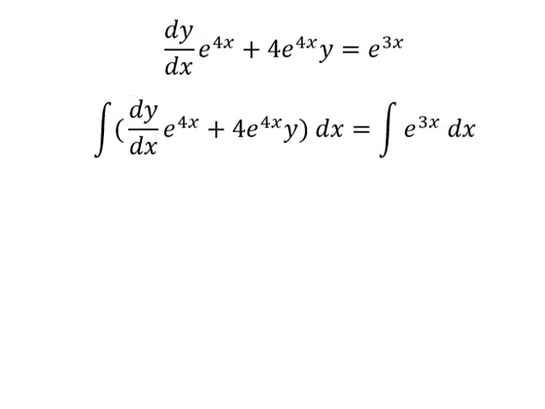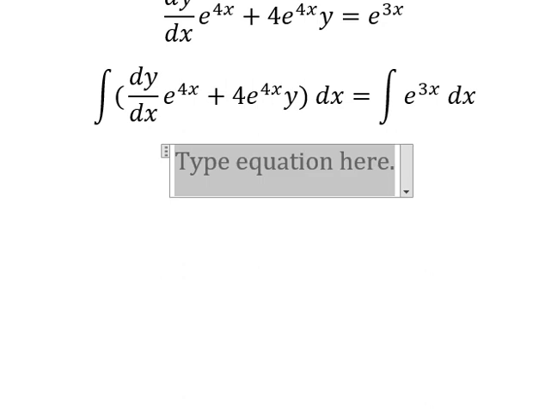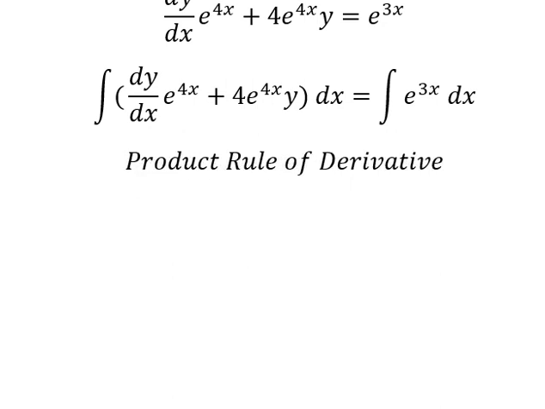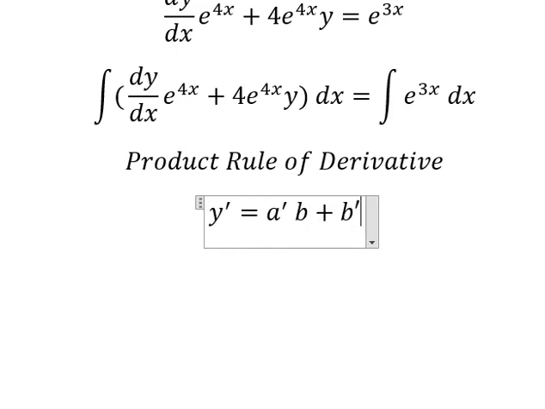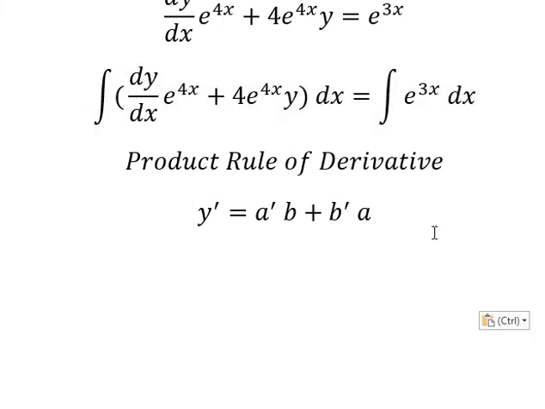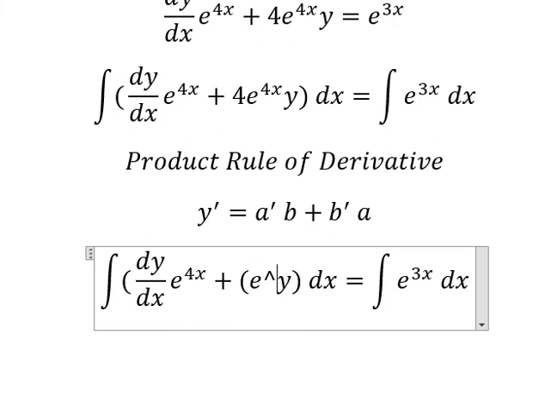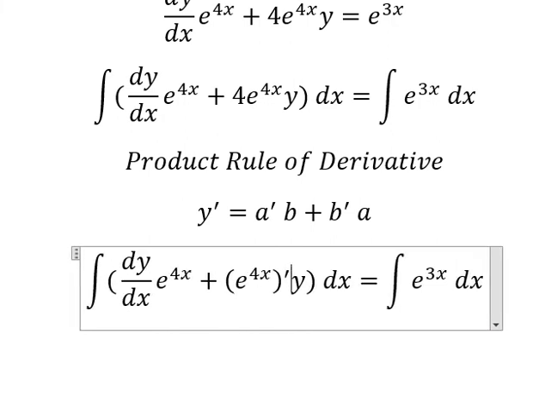Next, we can use the product rule of the derivative. So we have the first derivative of y equals the first derivative of a multiplied by b plus the first derivative of b multiplied by a. So this one is the first derivative of a multiplied by b. This one is the first derivative of b multiplied by a.